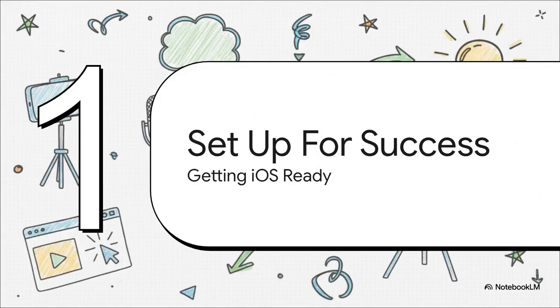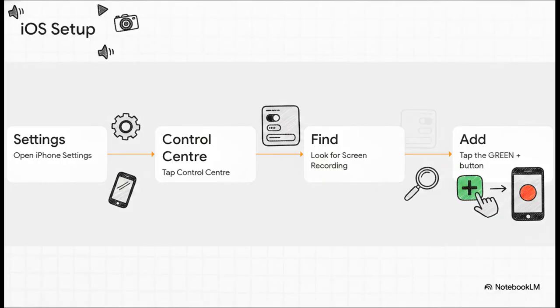All right, Section 1, set up for success. Getting iOS ready. We just need to do a few foundational steps right out of the gate. And the best part, you only have to do this once. To let the app actually capture what you're doing, you have to give it permission in your iOS settings. Just follow these 4 quick steps. Pop open your iPhone settings, tap on Control Center, find screen recording down under More Controls, and then just tap that green plus button.